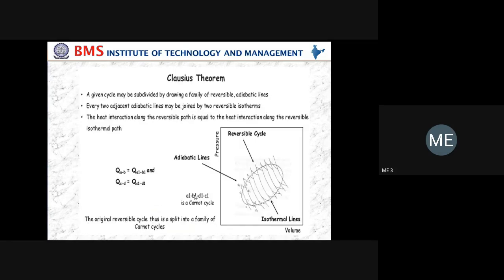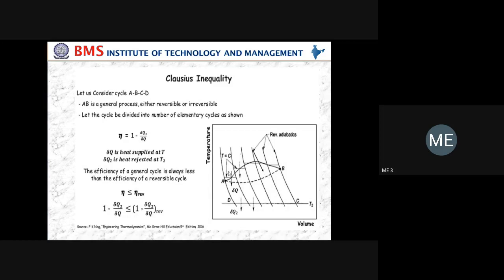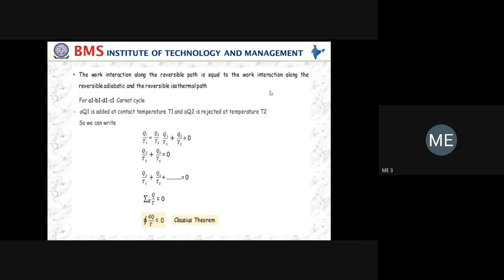Understood, guys? Any doubts in this one, Clausius theorem? Any doubts?